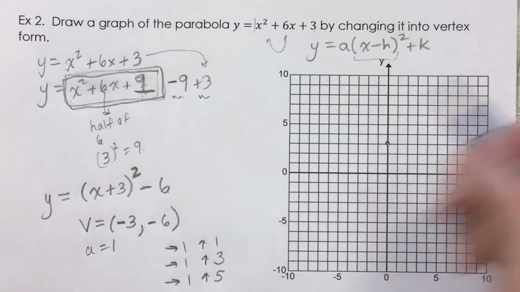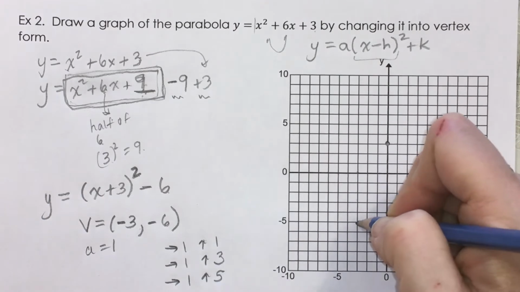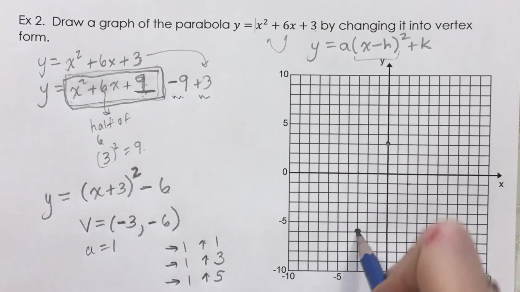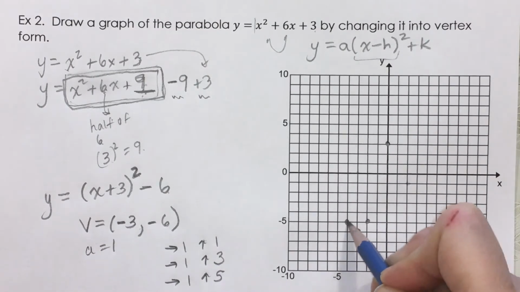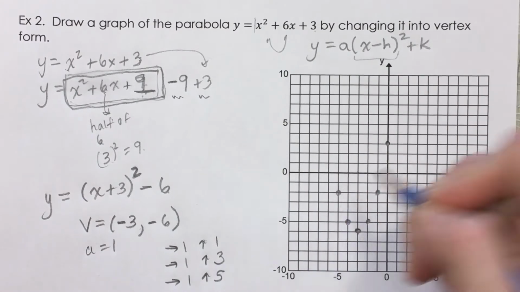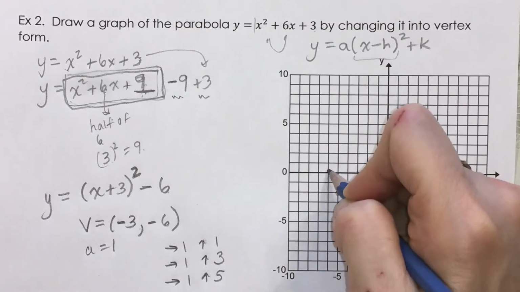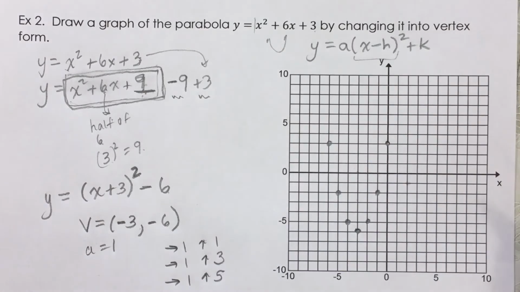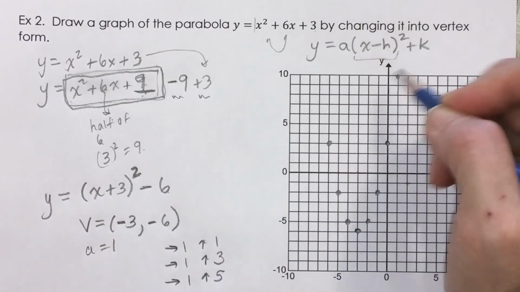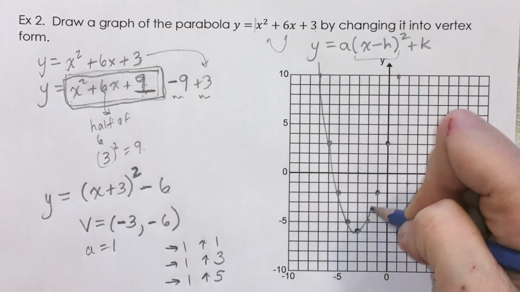So let me plot my vertex, negative 3, negative 6, and then apply my step number. From the vertex here, I'm going to go over 1, up 1, over 1, up 1, 2, 3, over 1, up 1, 2, 3, 4, 5. Oh, there's my y-intercept. And then 7, 1, 2, 3, 4, 5, 6 just fits. And now you've got a nice sketch of your quadratic function.